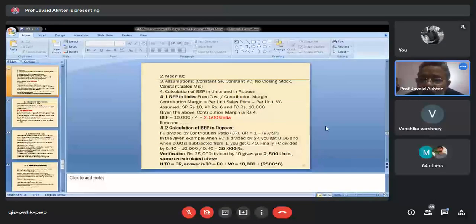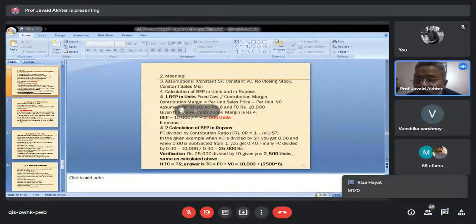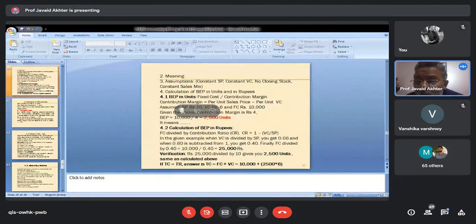Arham wrote it more elaborately, in just two sentences only. The sales price has to be more than the variable cost. Otherwise, the answer will be infinity. So naturally, it is impossible to have break even in infinity. And also, if sales price is equal to 0, your answer will again be infinity. So you cannot have break even as infinity. That is all that was required to be written in just two sentences.